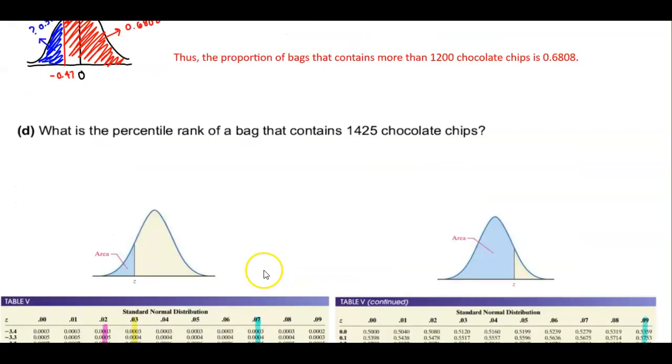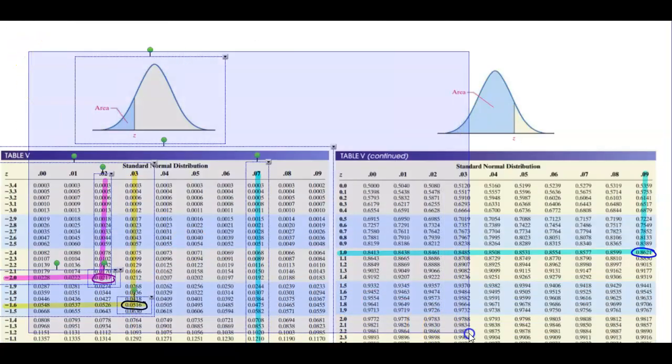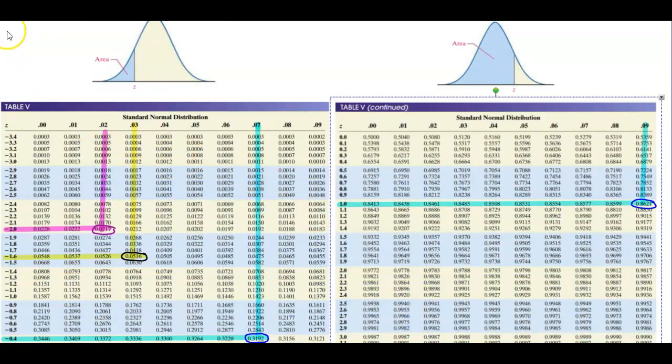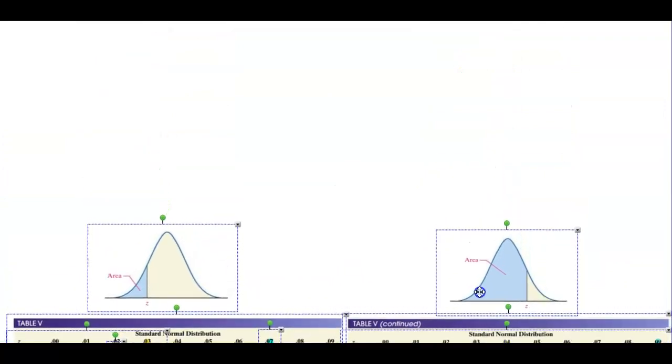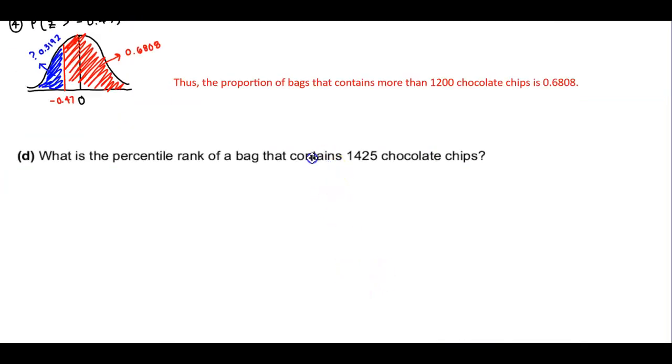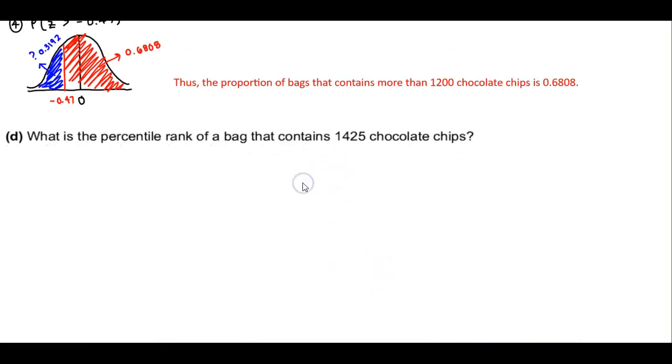Okay, now we want to move to part D. So let me go ahead and move these charts down a little bit to make a little more room here. The next question wants us to find: part D, what is the percentile rank of a bag that contains 1,425 chocolate chips? So we want to be able to calculate the probability of P where X is less than 1,425.